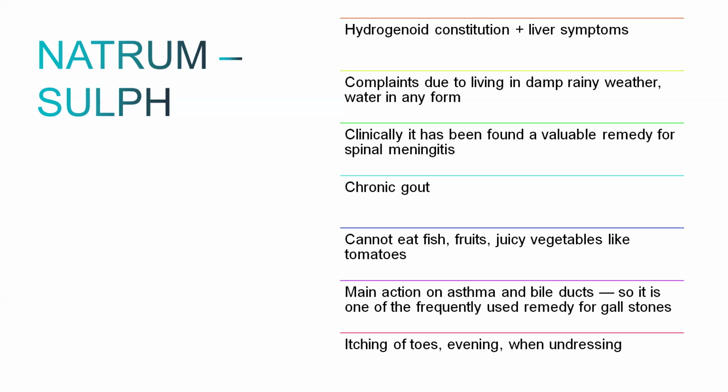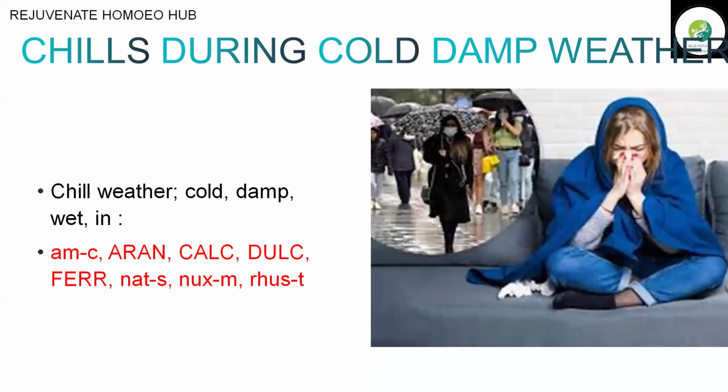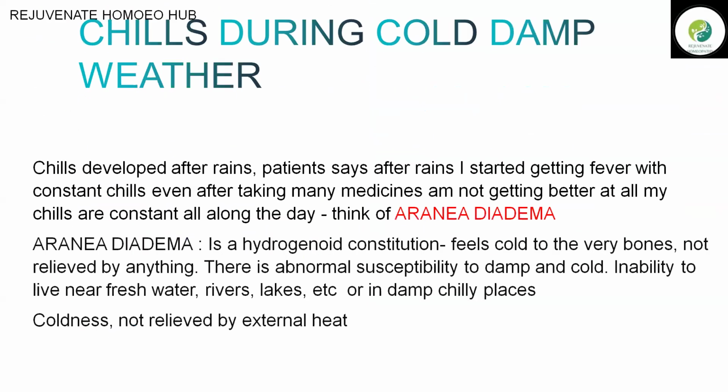Itching of toes in the evening when undressing, like oleander, again undressing aggravation of skin complaints, natrum sulph and oleander as well. Now coming to chills during cold damp weather. Chills in cold damp wet weather, the remedies are ammonium carb, aranea diadema, calcarea carb, dulcamara, ferrum, natrum sulph, nux moschata and rhus tox.